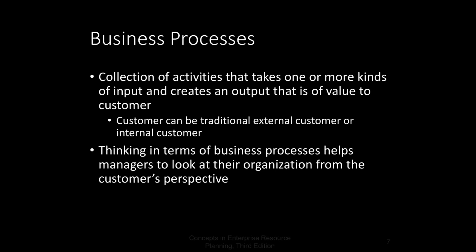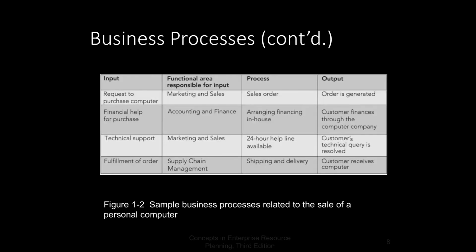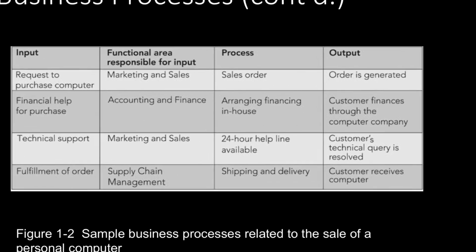So this is really the bigger picture of a business. The functional areas are, let's say, a small part of the organization each. With business process, it is the organization as a whole. Okay? When managers think of business process, it helps them look at the organization from a customer's perspective. Now, let's have a look at the business processes related to the sale of a personal computer.